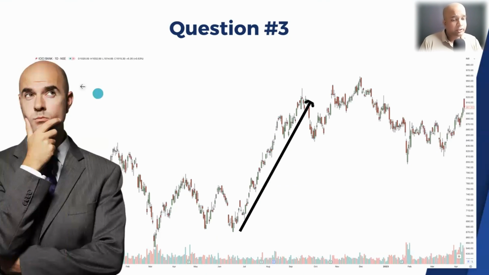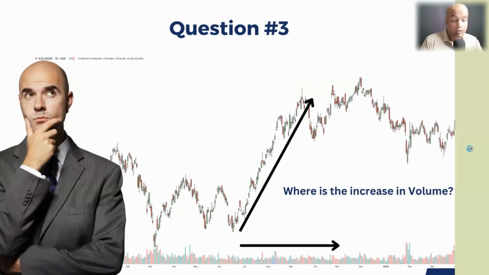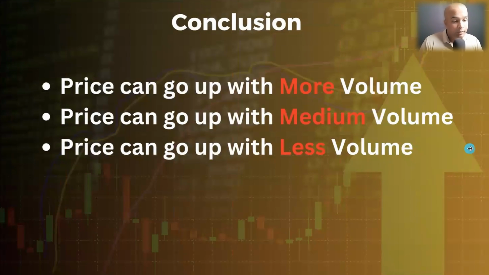Now, this is one more thing. This is ICICI Bank. Price went up in a very steep manner. From here to here, it's very, very steep. But look at the volume. Volume stayed sideways, right? There is not much increase in the volume. Okay. So my conclusion is very simple, friends.